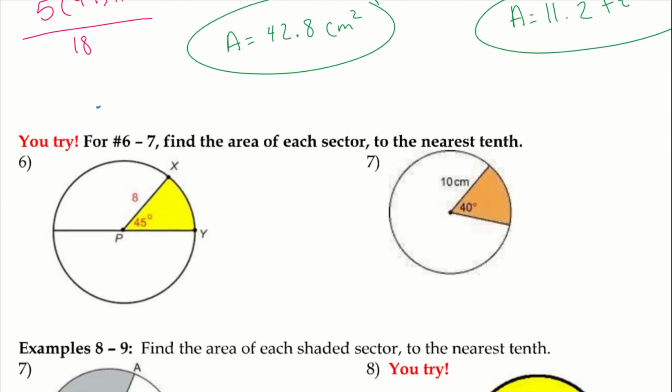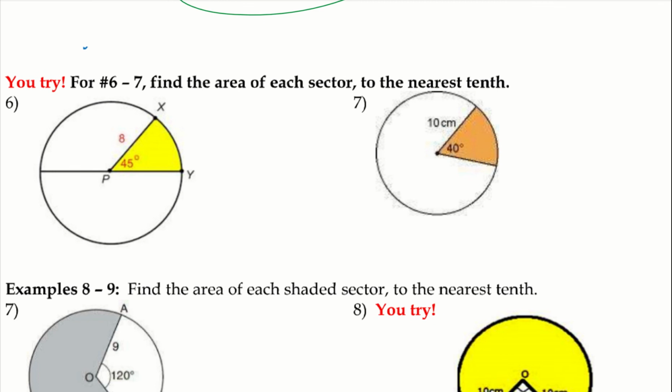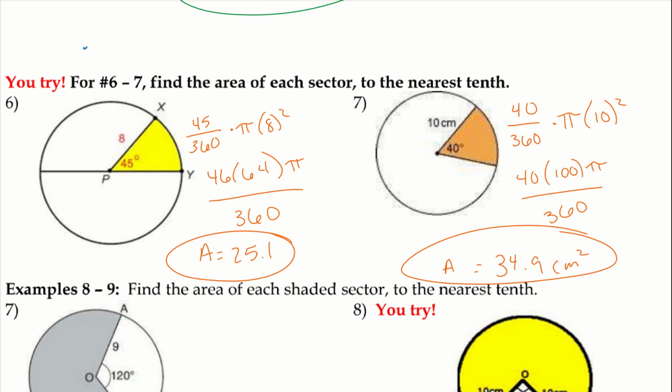Alright, let's go ahead and have you guys try 6 and 7. So we are finding just the shaded region, so the sector of the circle. So then pause the video, try those two out. Alright, and there is 6 and 7. So I set up the equation, I did the square, and then I set up the fraction that we would plug into our calculator to get our answer.